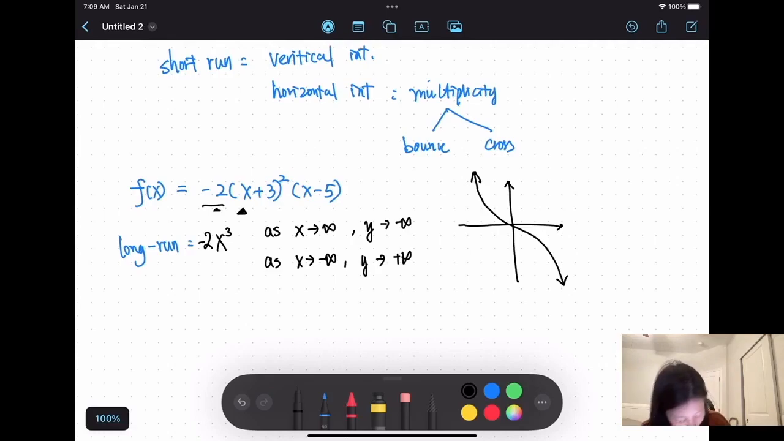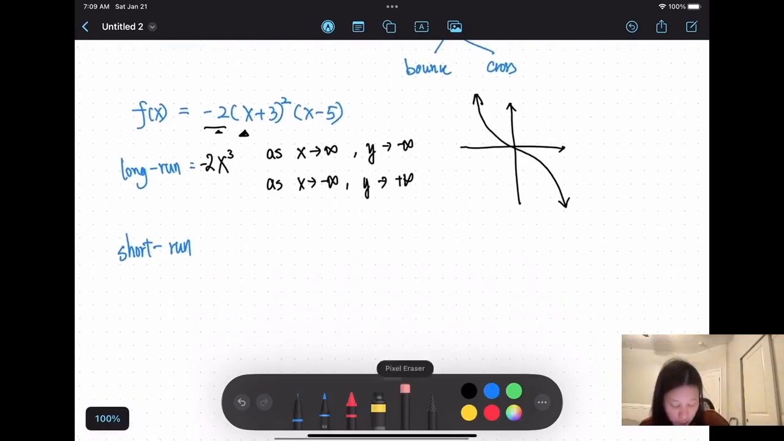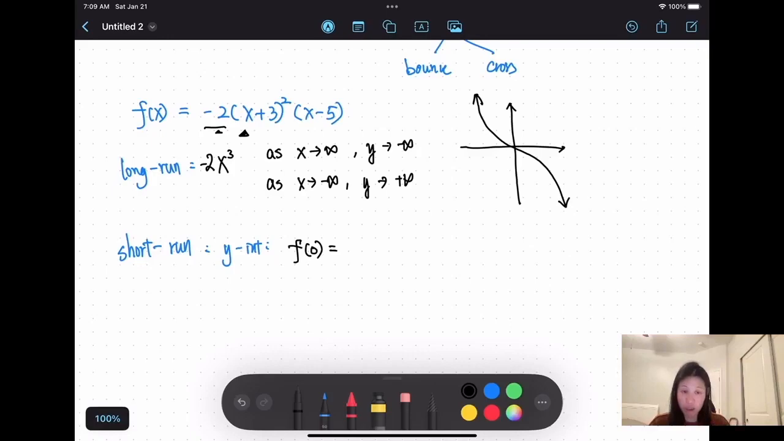So next I want to investigate the short-run behavior. For short-run behavior, we have the y-intercept and the x-intercept. To find the y-intercept, we substitute x equals 0 into the function, because when the graph intersects the vertical axis, the x coordinate equals 0. So with -2 times (0 plus 3) squared times (0 minus 5), I have 90. This is 90. So that means our y-intercept is (0, 90).